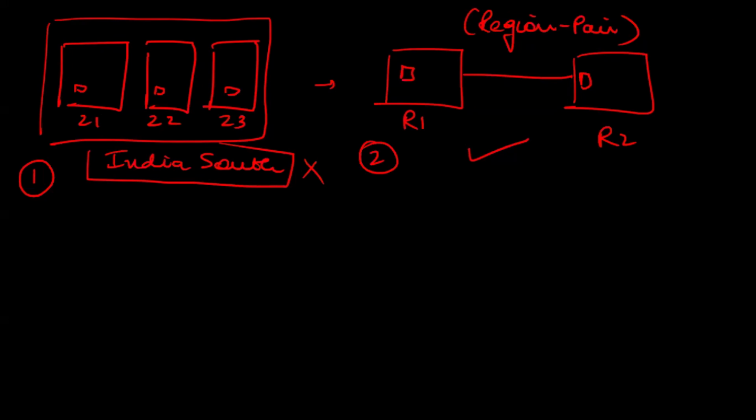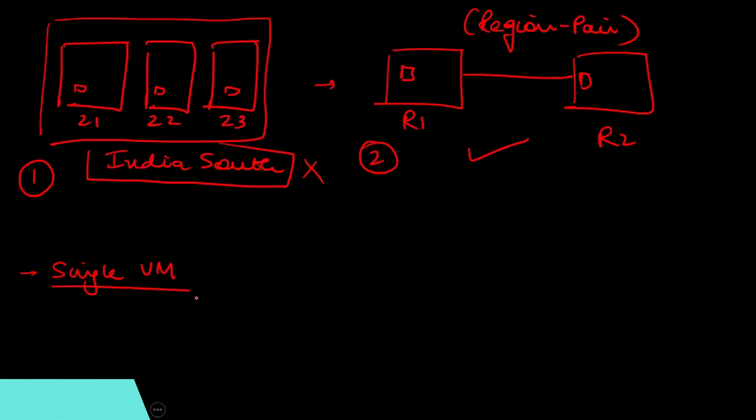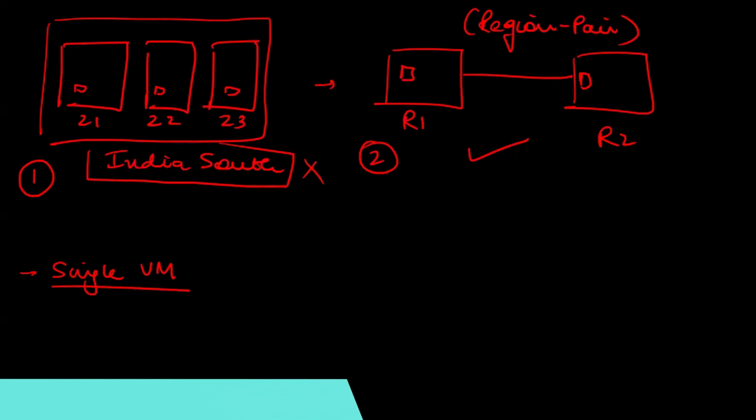Now, one more very classic example. When I say that I created one VM or a single VM, when I say that I created a single virtual machine, what does this mean? Anyone?